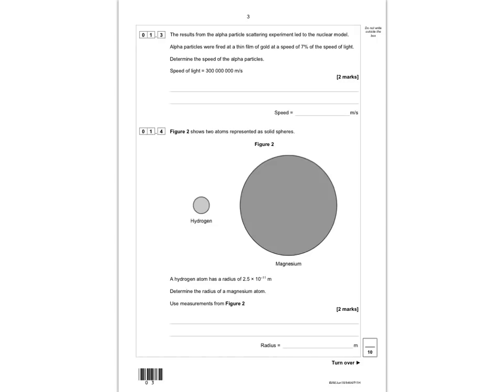Question 1.3 says the results from the alpha particle scattering experiment led to the nuclear model. Alpha particles were fired at a thin film of gold at a speed of 7% the speed of light. Determine the speed of the alpha particles, given that the speed of light is 300 million meters per second. So this question is just asking you to find 7% of 300 million meters per second.